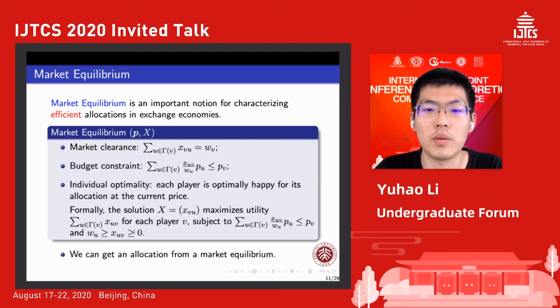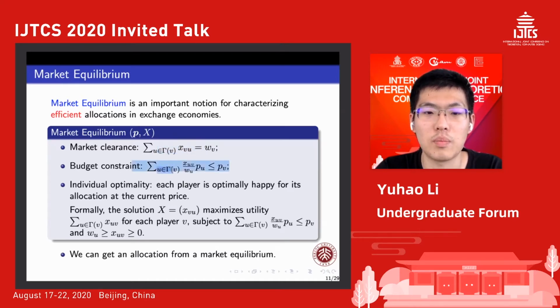So market equilibrium is an important notion for characterizing efficient allocations in exchange economies. The market equilibrium has two parameters, the price vector P and the resource allocation. The first condition is market clearance. Every agent should sell out all of its resources.